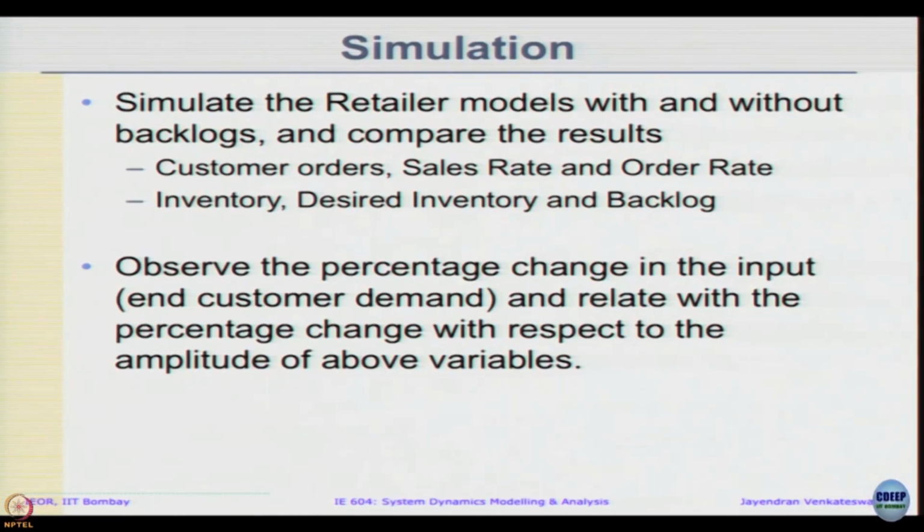And another one having inventory, desired inventory and backlog in a single graph, and observe the percentage change in the input and relate it to the percentage change with respect to the amplitude of the above variables. Our input changes 20%, a step of 10 increasing to 12, plus 2 units. A 20% increase in step input results in how much percentage increase in the order quantity, and including backlog, should it remain the same or different?